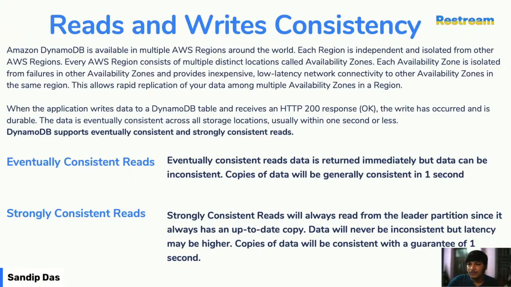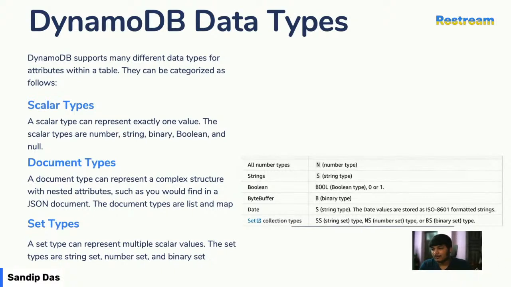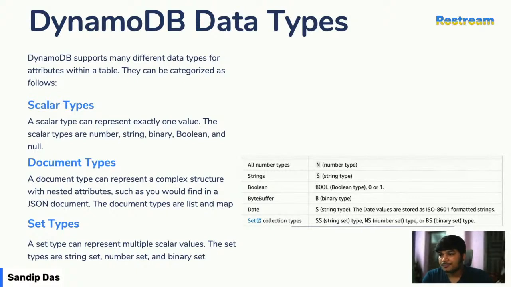Okay, now let's go to the next one. DynamoDB data types. This is another most important topic. If you're going to work with DynamoDB, if you're thinking of storing data in DynamoDB, you should know what kind of data you can store, right? You can store almost any kind of data, to be honest, but let's understand it a bit well. DynamoDB supports many different data types for attributes within a table. They can be categorized as follows. So let's understand what the types are.